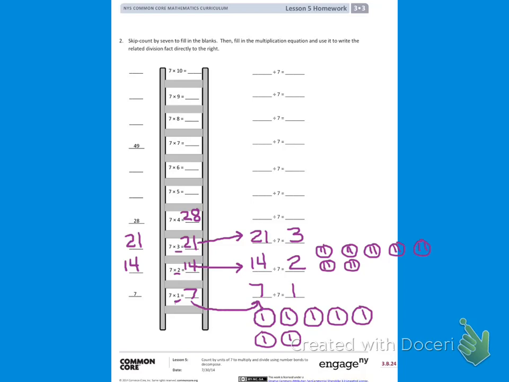Now you finish this sheet of problems on your own. Remember, every blank needs to have something written on it. So don't forget to write something on the blanks that are on the rungs of your ladder.